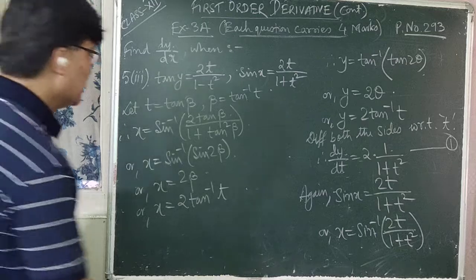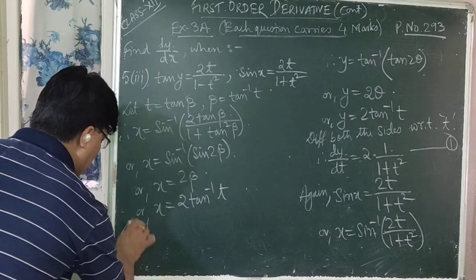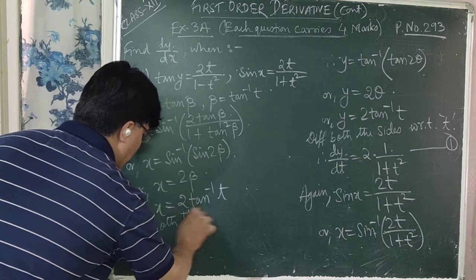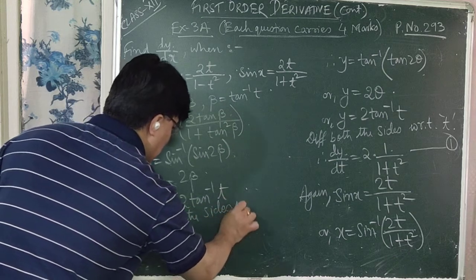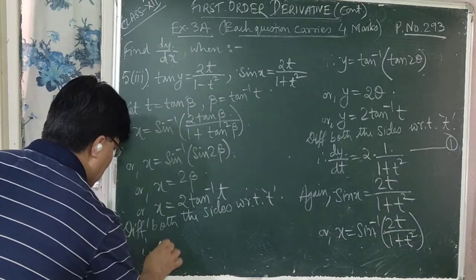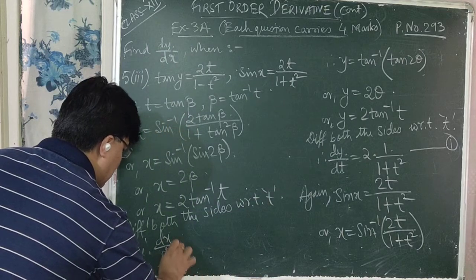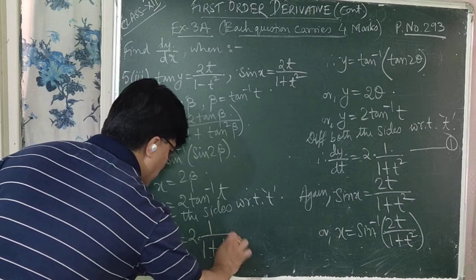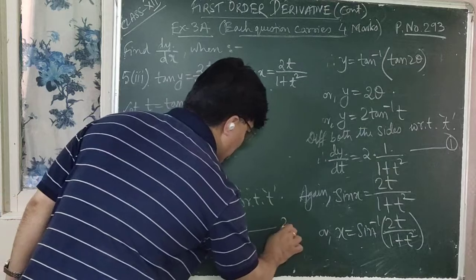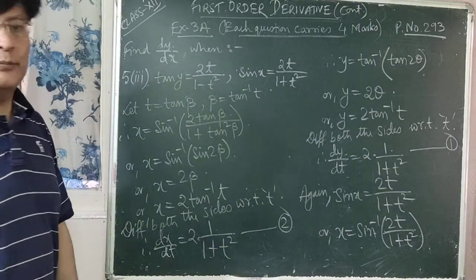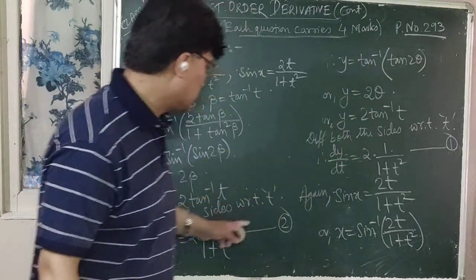Okay. Now write down differentiating both the sides with respect to t. So therefore, dx by dt is equal to 2 into, this is also 1 upon 1 plus t square. Let us mark it number 2. So this is your number 2. This is your number 1.